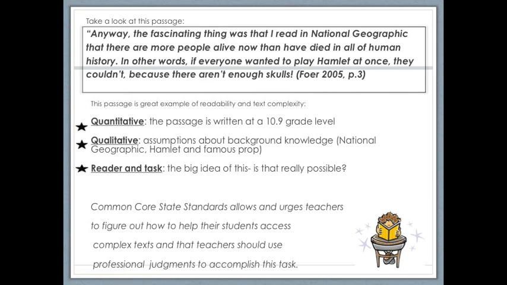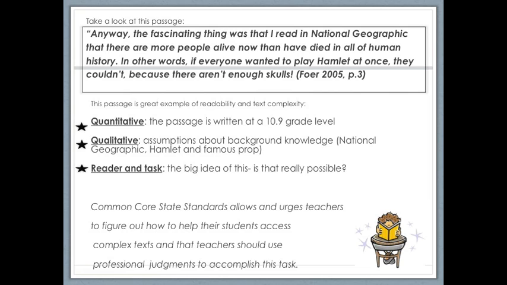We have to stop and think to ourselves, is that possible? Could there really be more people alive now than have ever died ever? It kind of causes you to stop and think strategically about it. This passage is not simply hard because it's above grade level, or easy because I know every word. It is complex in its words, in its assumptions, and in its purpose.